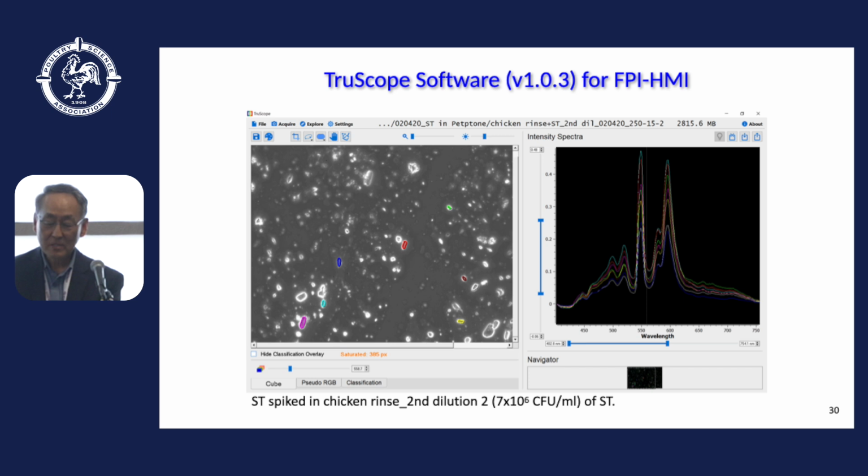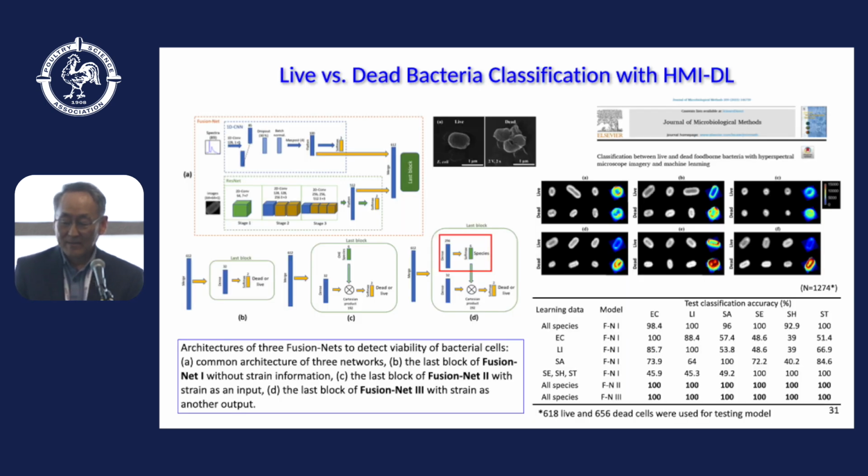And finally, we put all this information together. This is the beta version of our commercial software. We can extract the single cell and then apply the deep learning model to classify our data. Also, this is a very good tool to differentiate live versus dead cells. No other technology can differentiate live or dead cells. Even PCR cannot do that. However, when you use hyperspectral microscope data with the deep learning model, we can differentiate live and dead cells. Okay, this is a highlight.